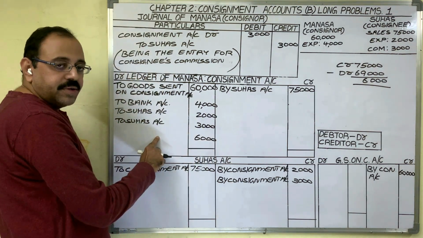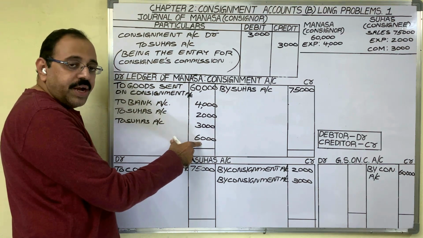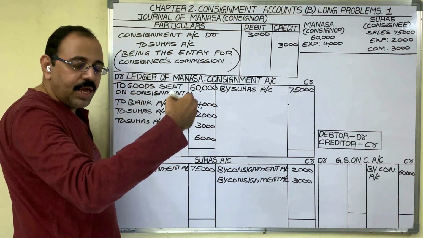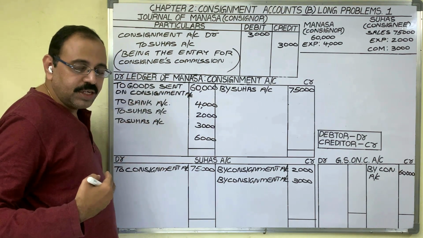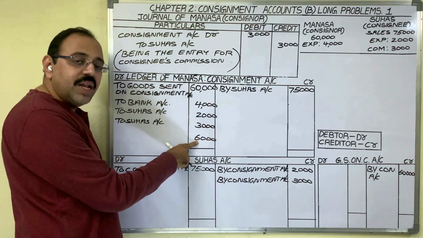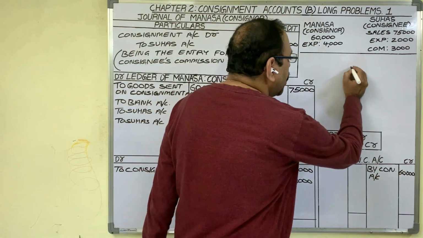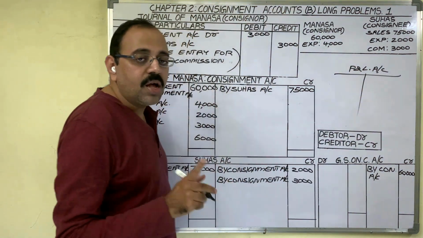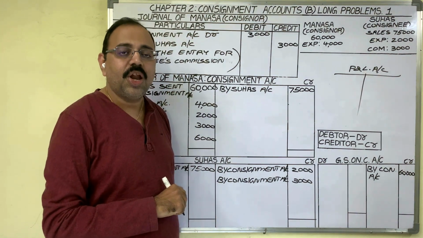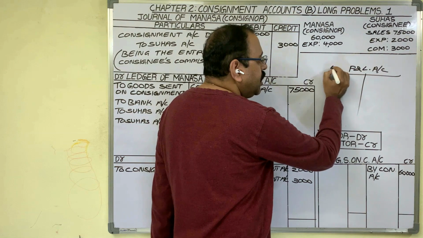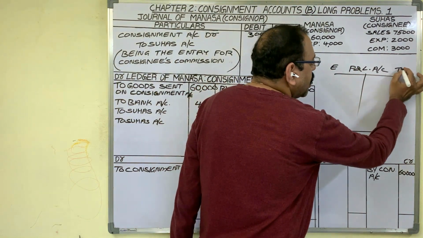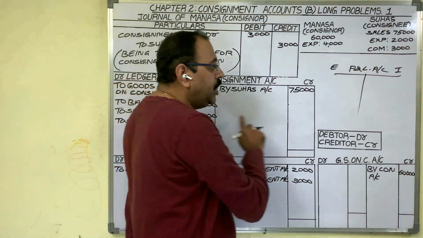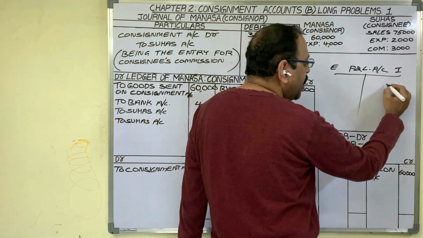And what to write for that? Remember, this profit we should show in our final accounts. Final accounts means trading account, profit and loss account, balance sheet. In profit and loss account, this profit appears. In the profit and loss account of Manasa, which side? Profit and loss account is also a nominal account. Nominal account rule: debit all expenses and losses, credit all incomes and gains. As we have profit in consignment business, it is to be shown on the credit side of P&L account.